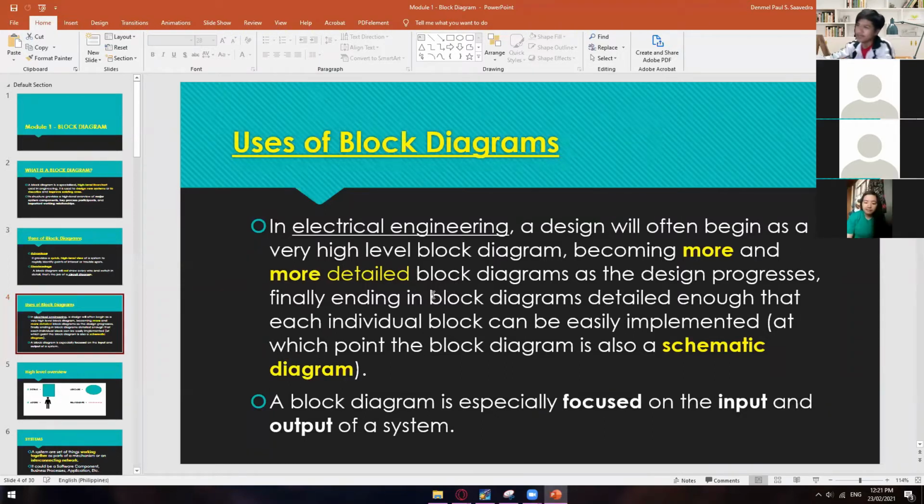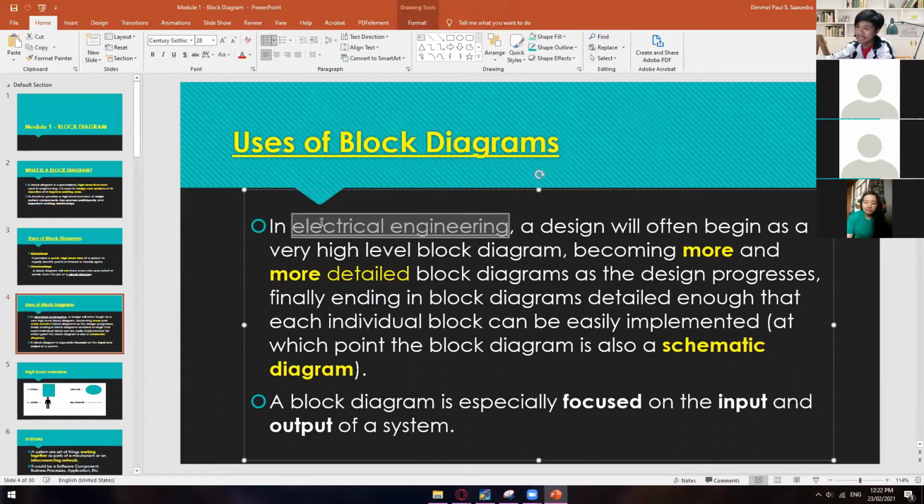Here are the uses of a block diagram. Let's start with electrical engineering first. Why electrical engineering? Because they are the ones who mostly use block diagrams. Why? Since it started with circuit diagrams, from resistors to voltage sources to capacitors, and so on.